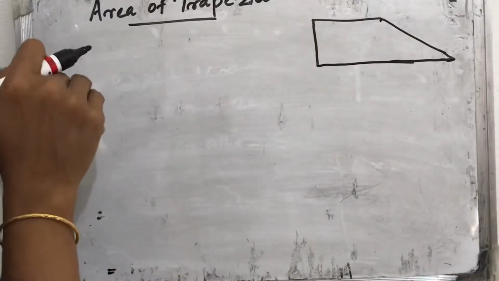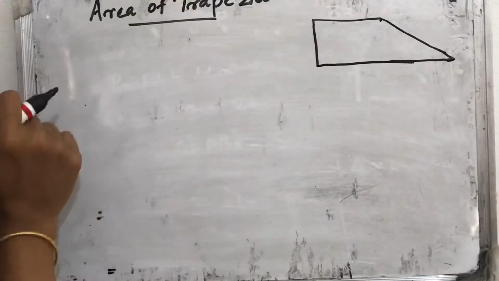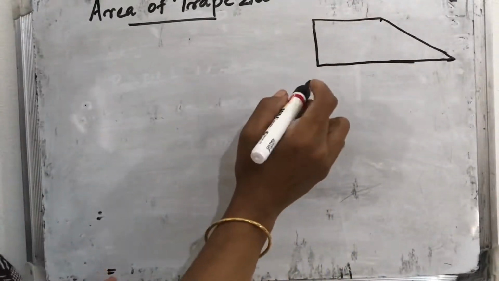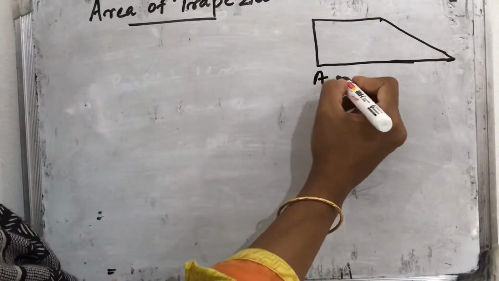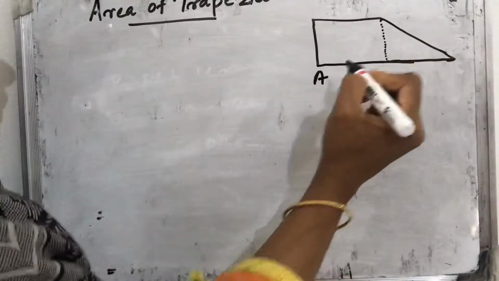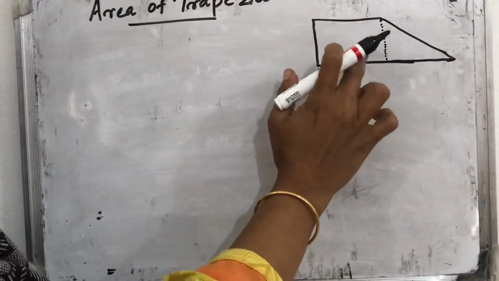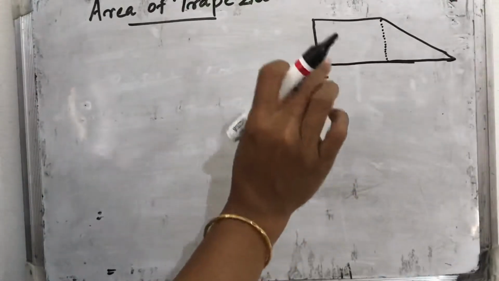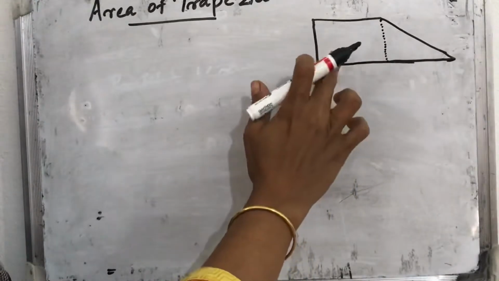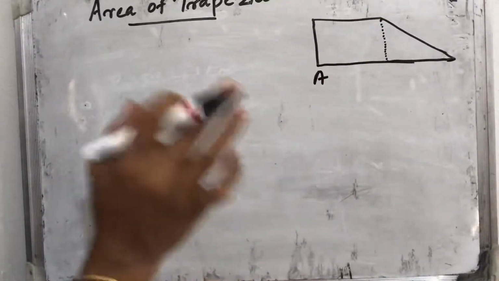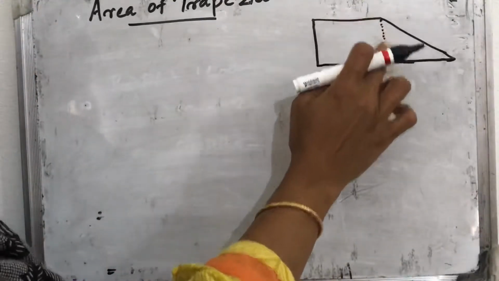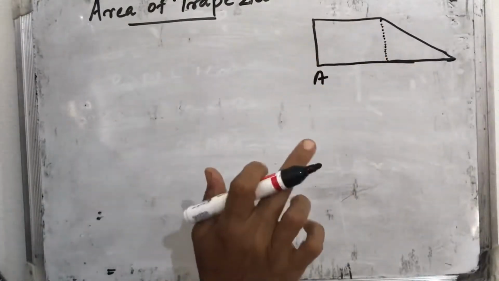Then we want to form a general equation for finding the area of this trapezium. Here these two sides are parallel. First we give the name A. Here we first divide this figure into two parts, a rectangle and a triangle. We already know how to find the area of a rectangle and the area of a triangle. Using that, we are finding the area of this trapezium, so we divide this shape into a rectangle and a triangle.